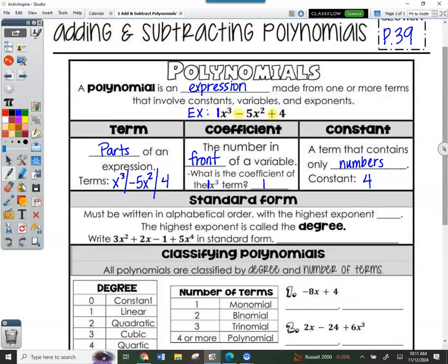Next, standard form. Please open your notebook to your hot pink formula sheet. Hot pink formula sheet. I need to see everybody doing this. Hot pink formula sheet.